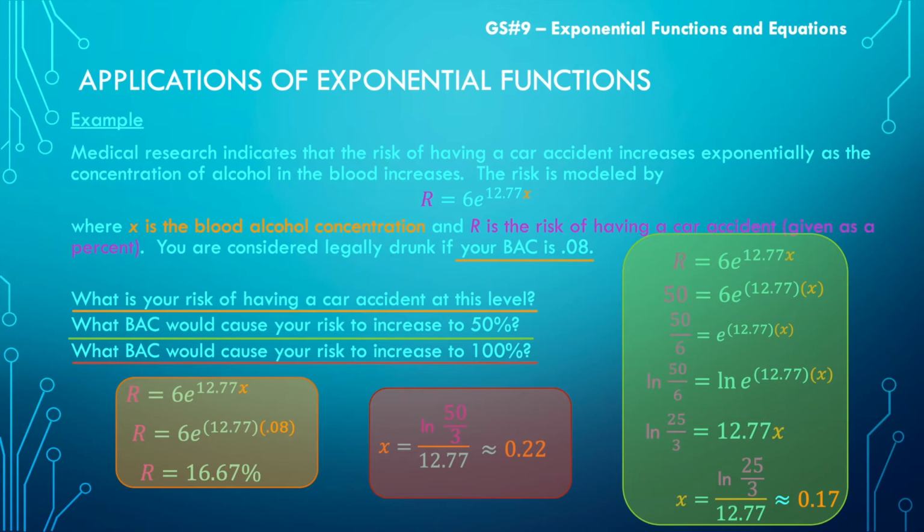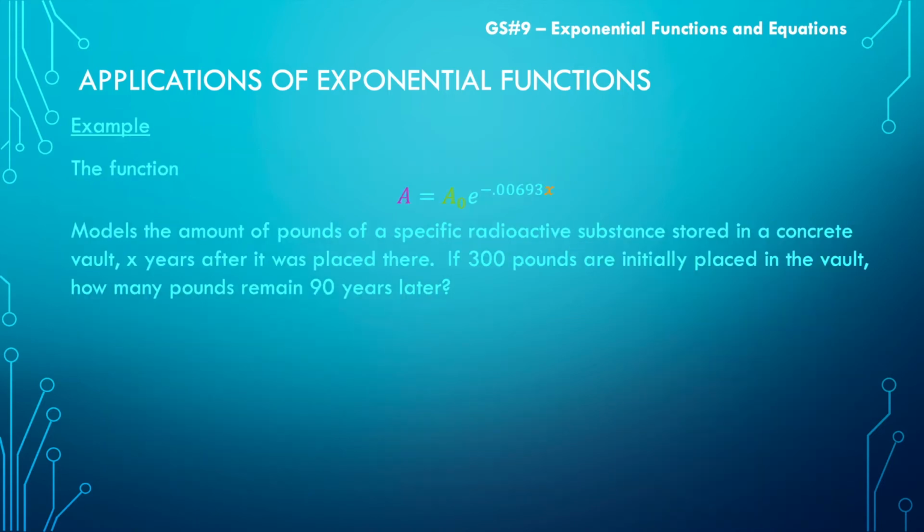All right, so next example. Here is a new example. We've got the function A equals A naught times e to the negative 0.00693x, which models the amount of pounds of a specific radioactive substance that's stored in a concrete vault x years after it was placed there. If 300 pounds are initially placed in the vault, how many pounds remain 90 years later?